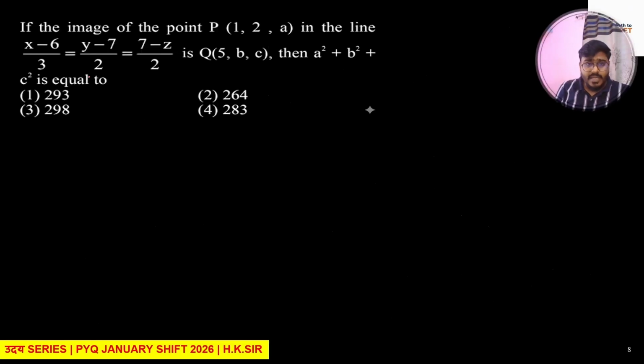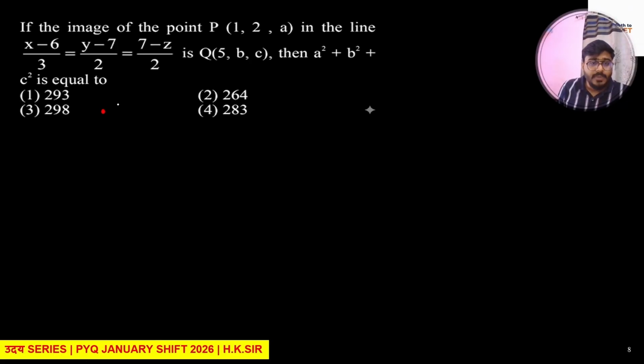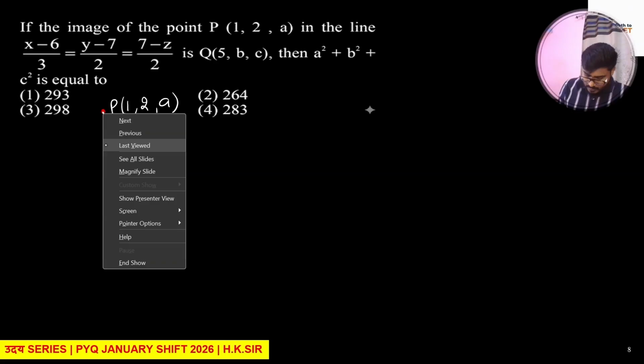In the next question, it is said that if the image of point P in the line this, okay, there is a point P, this one. Point P is 1, 2, A.